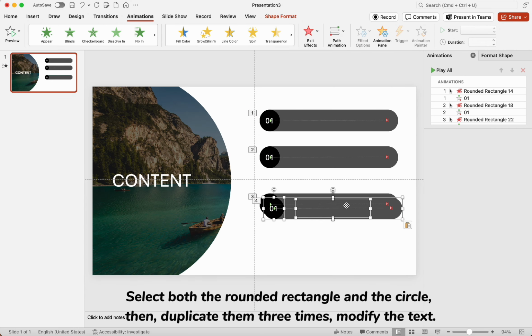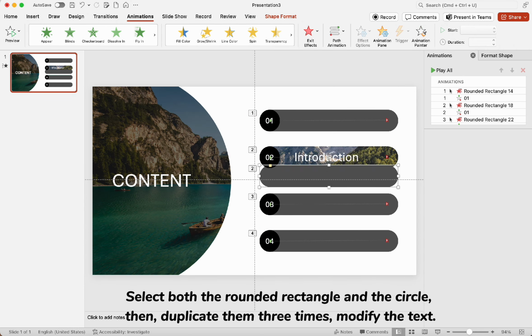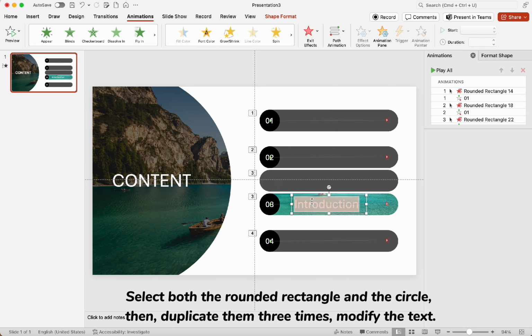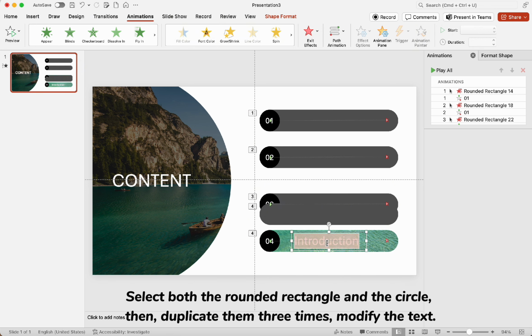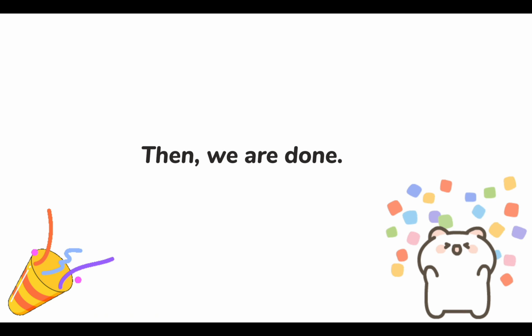Select both the rounded rectangle and the circle, then duplicate them 3 times. Modify the text. Then we are done.